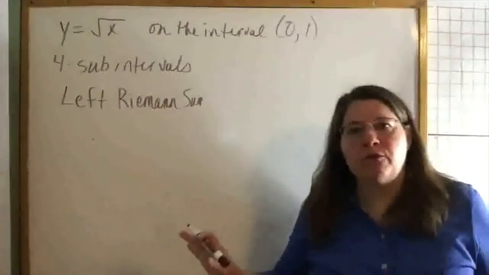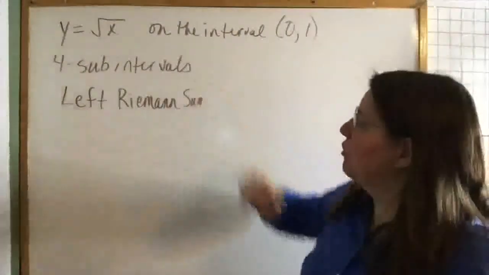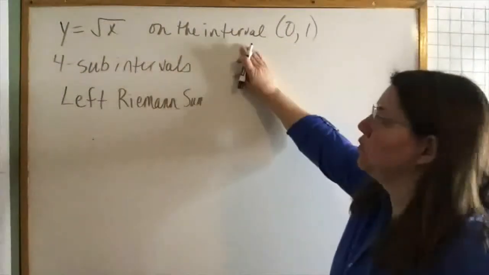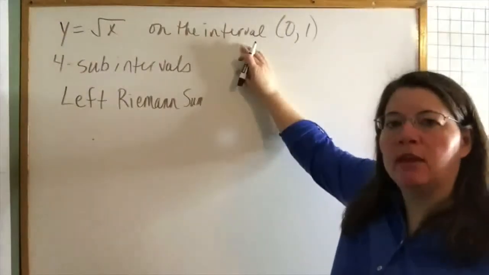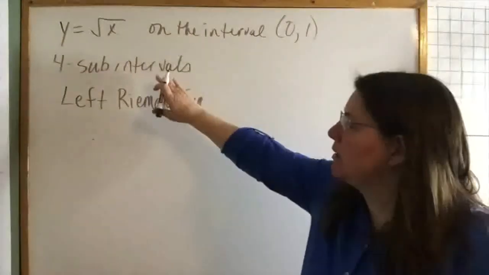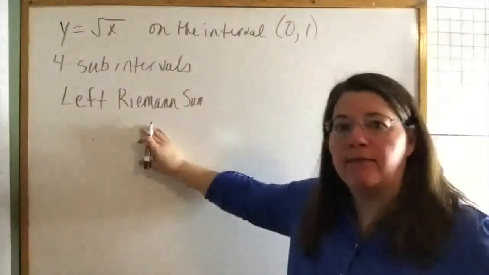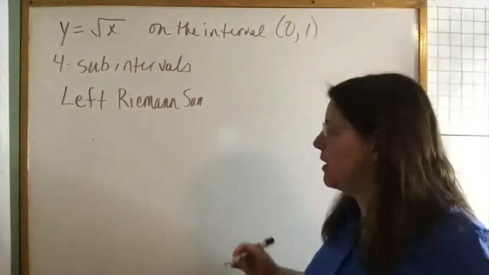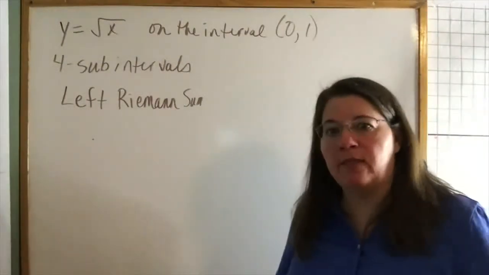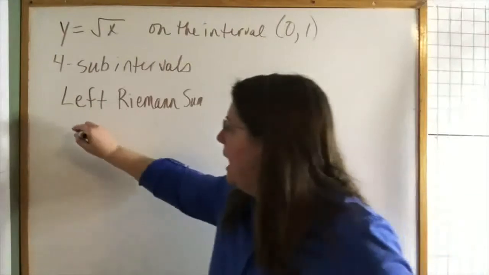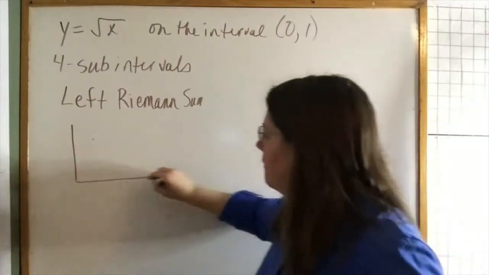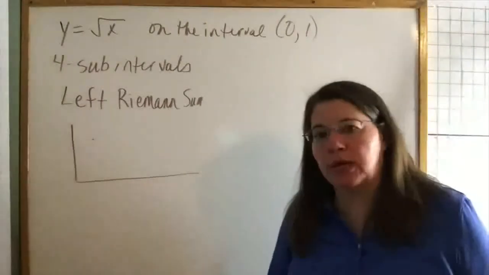So I've taken the information from the problem, y equals the square root of x, and we're looking at the interval from 0 to 1, and we're going to separate that into 4 subintervals and find the left Riemann sum. So the first thing you're going to have to do is find the graph, because we're going to have to find the lengths and the widths of the rectangles that we're going to end up finding.